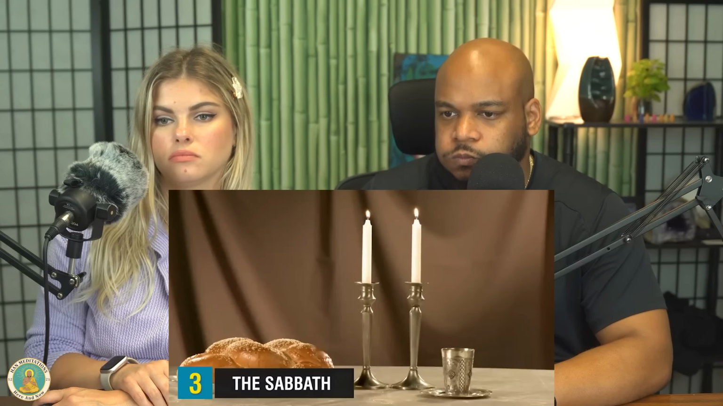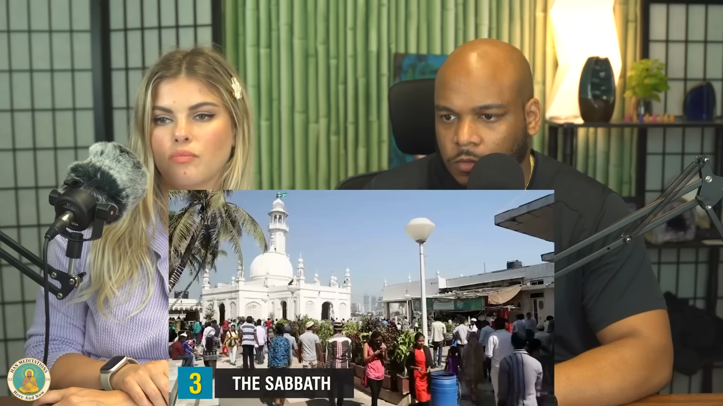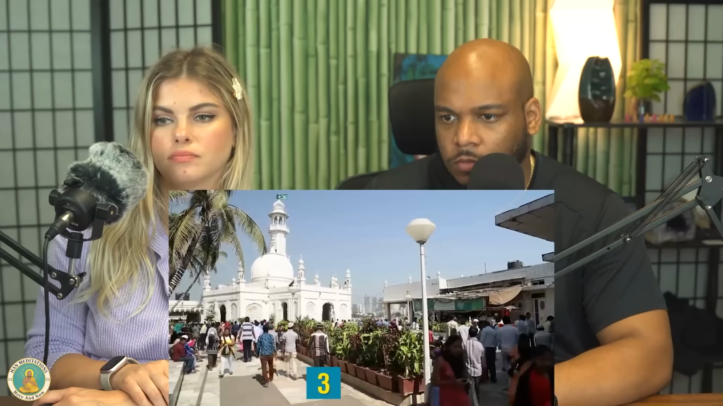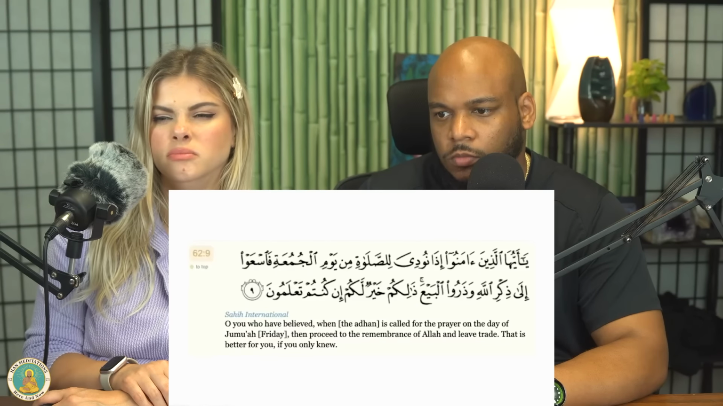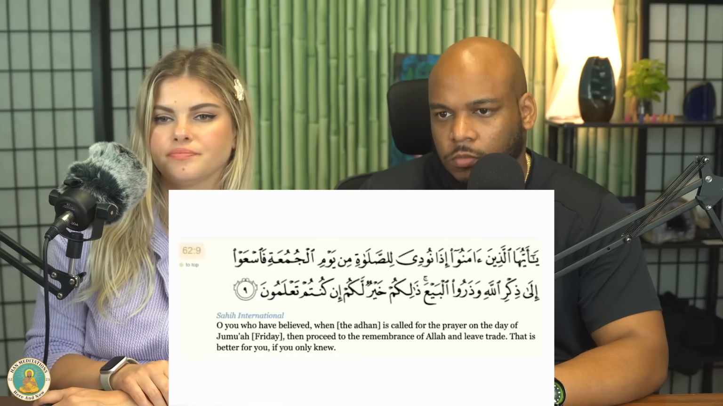Number 3 brings us the differences in the Sabbath. When it comes to Islam, the Quran affirms that Jews are supposed to observe the Sabbath, and God, however, ordered Muslims to make every effort to drop all of their business and attend the congregational Friday prayer. Muslims can also then go and continue on their regular activity for the rest of the day, and this is actually referenced in the Quran, Surah 62 verse 9.